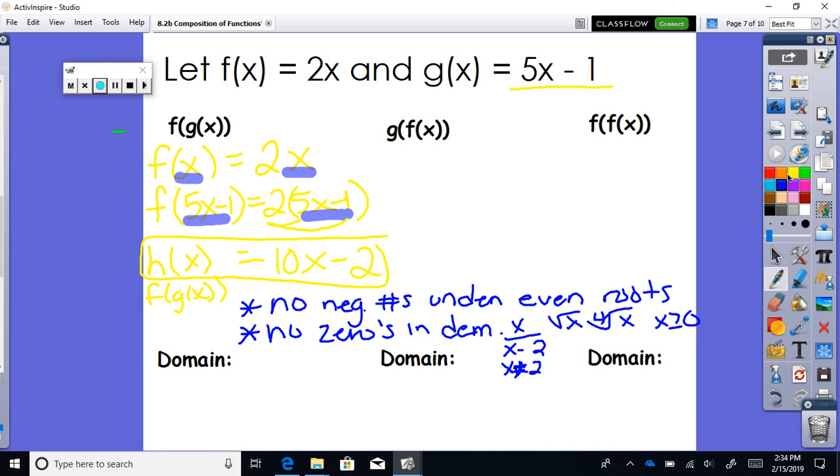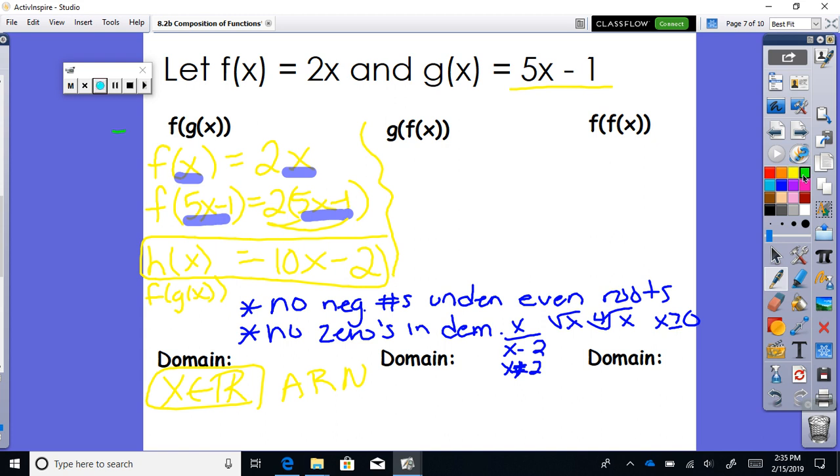So for the one I did in yellow here, we don't have any roots, we don't have any fractions, so you can plug in any x you want. x is an element of the real numbers. It's all real numbers. Any number you want, you can multiply it by 10 and subtract 2. So all real numbers.